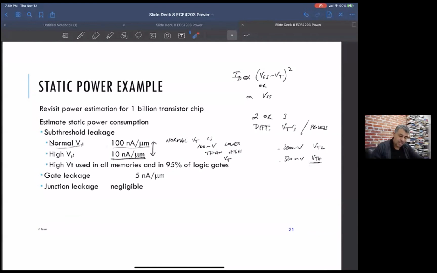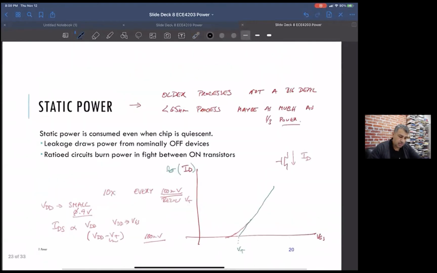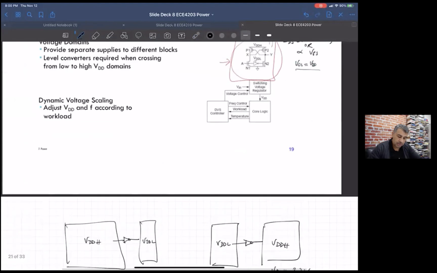All right, okay. So having said all that, the problem tells us that 95% of the logic gates are using this high VT, because only 5% of our design is going fast. And then the last thing is that this gate leakage is another factor in our leakage. So there's like 3 leakage factors. Did I just jump ahead? I didn't talk about any of this stuff. No? Okay.